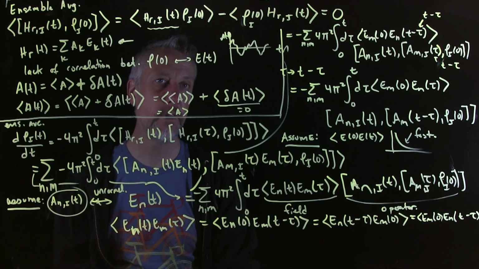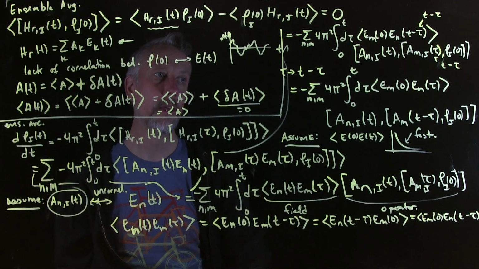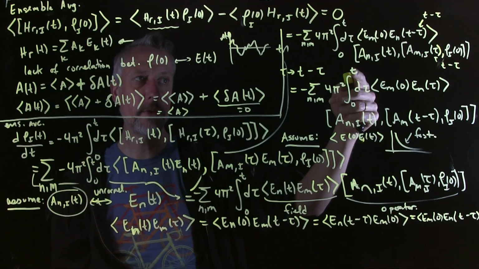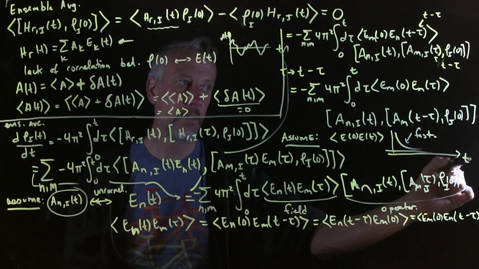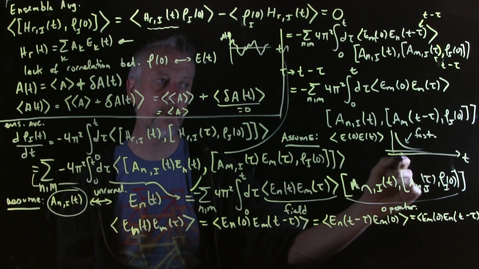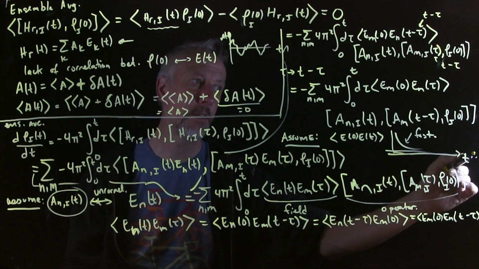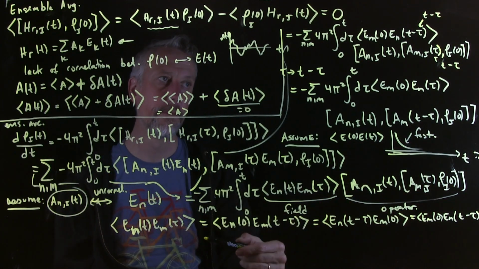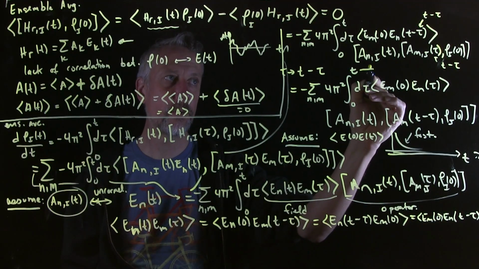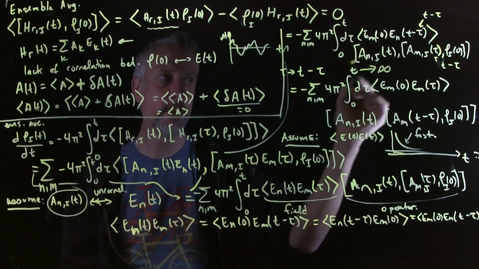Okay, and if they decay very rapidly, what that means is if we integrate this from 0 to t, we're going to be integrating out to whatever t is. It won't make any difference if we integrate out to t or if we integrate out to infinity, because we're just adding 0 and 0 and 0 to our integral. Well, that allows us to switch this limit to infinity.